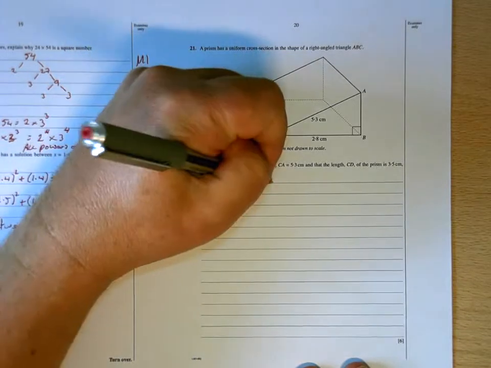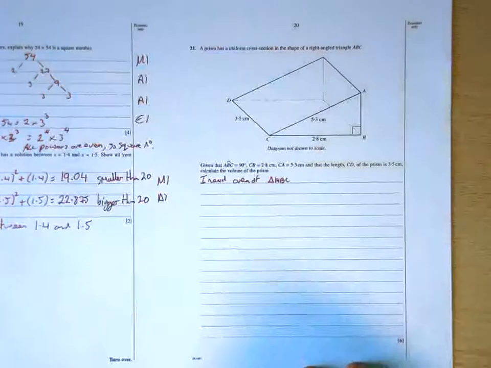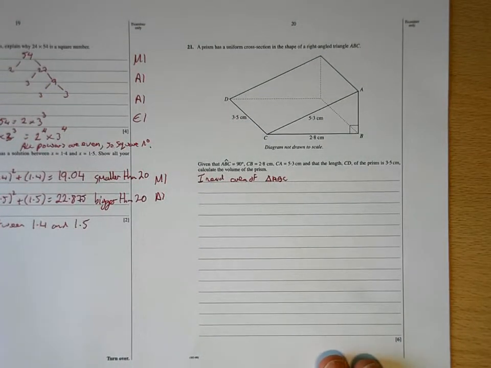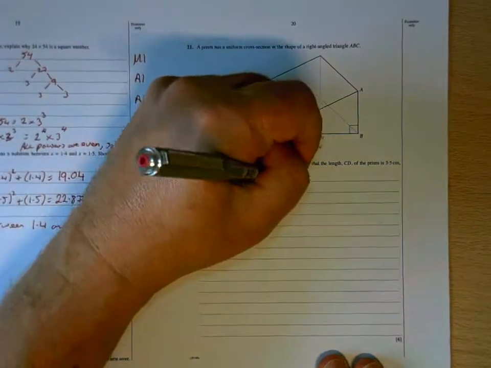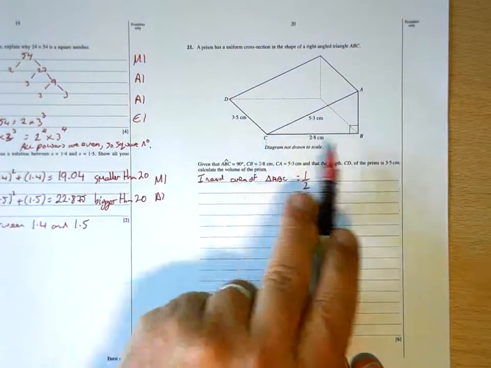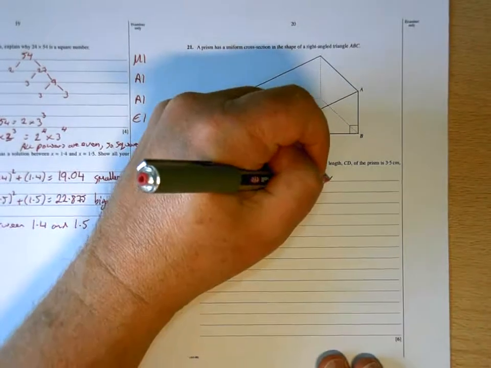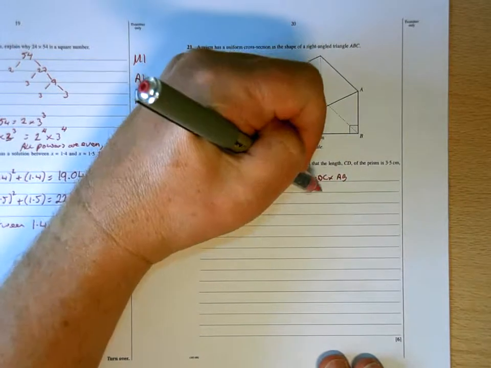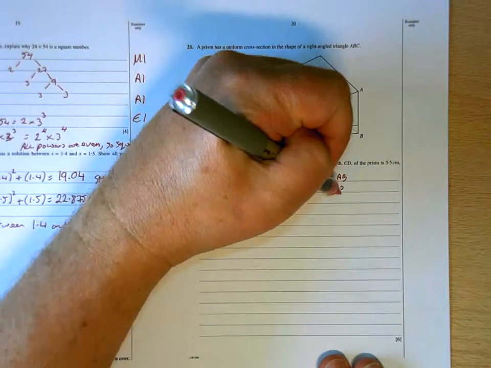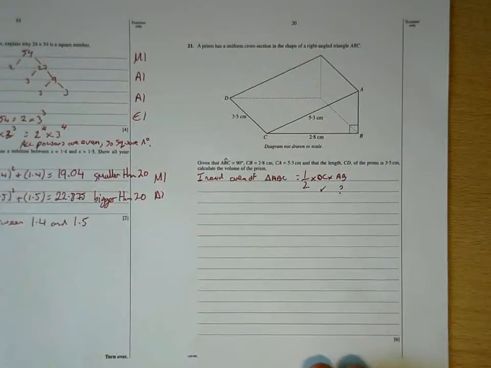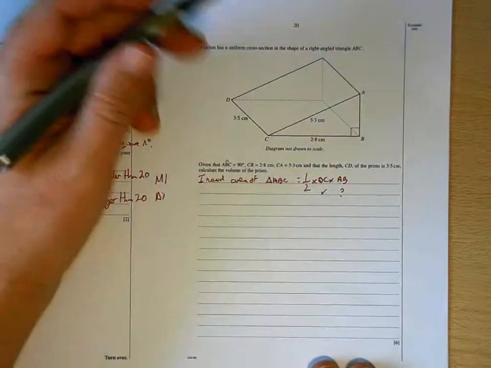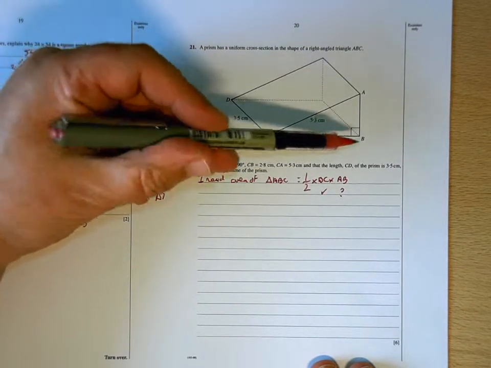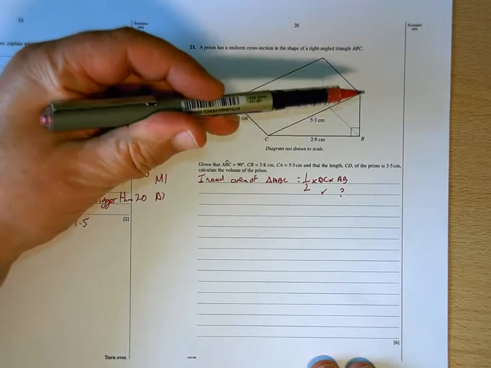So I need the area of triangle ABC. Now area is half the base times the height. Half the base, so half of BC, times the height, which is AB. I know BC, I don't know AB. So I've got to work out AB somehow, and it's a right angled triangle, and I know 2 of the sides. So I need to use Pythagoras' theorem to find AB.